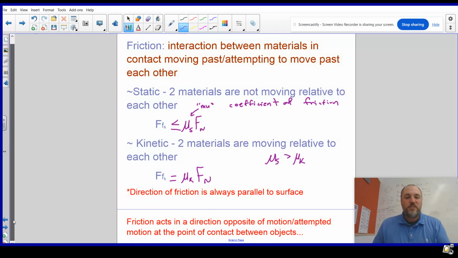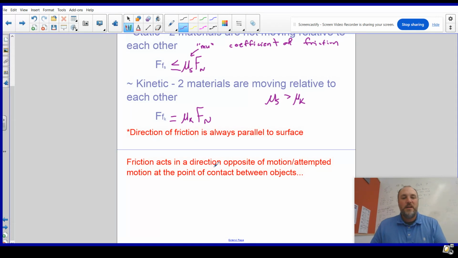Okay? The direction of friction is always going to be parallel to the surfaces, and one thing to keep in mind is that friction opposes the motion at the point of contact between the two materials. So it's always going to try to oppose attempted motion or actual motion between the materials at the point that the two materials are touching.